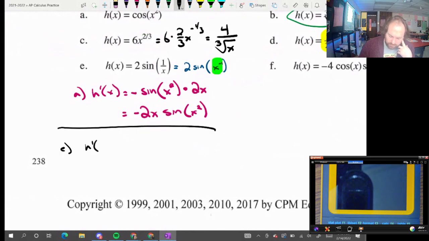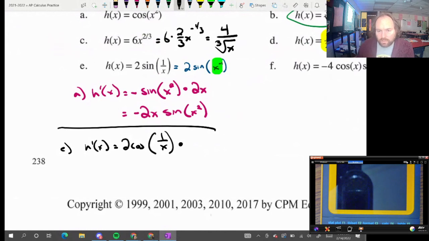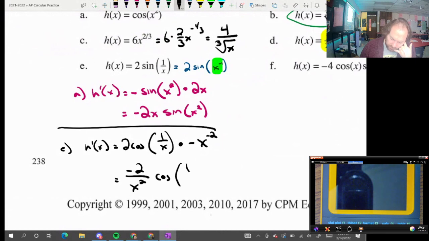H prime of x. Well, the derivative of the outside chunk, 2 sine, is going to be 2 cosine. And we'll leave our 1 over x inside of that because we're going to leave that alone. Now we're going to multiply by the derivative of the inside chunk, 1 over x. The derivative of x to the negative 1st power is negative x to the negative 2nd power. If you wanted to clean it up, it would be negative 2 on top, x squared on bottom, times the cosine of 1 over x. There you go. Again, just cleaning up the 2 and the negative x to the negative 2nd power like that.